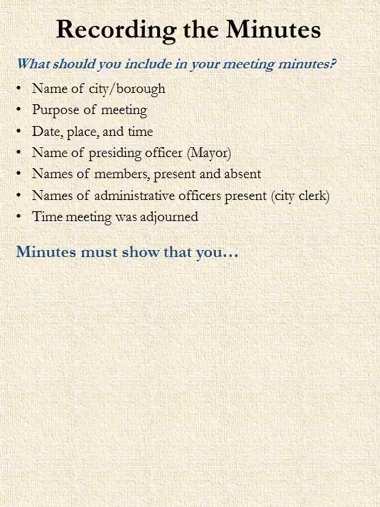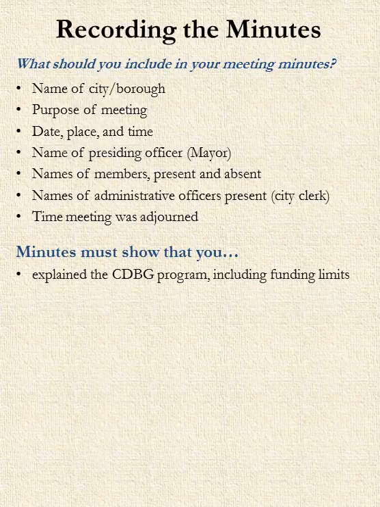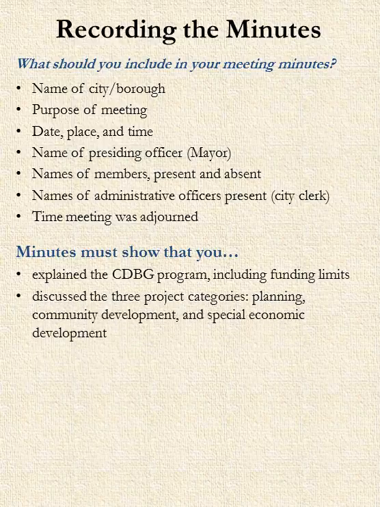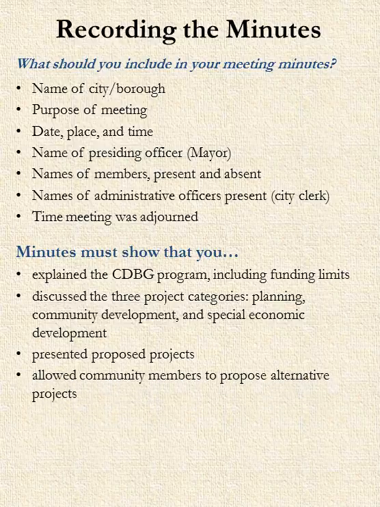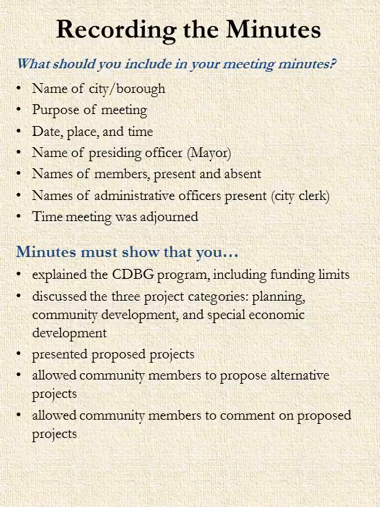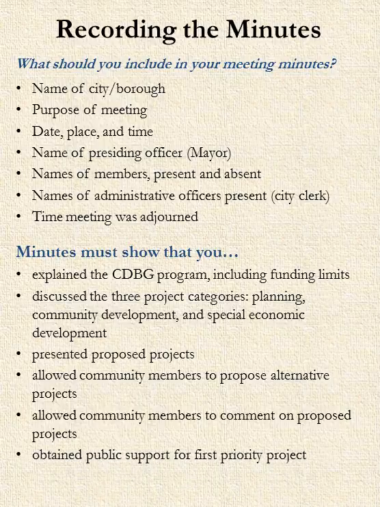So in order to pass the threshold review for the CDBG application, your minutes must show that you explained the CDBG program and that $850,000 funding limit, that you discussed the 3 project categories: planning, community development, and special economic development, that you presented at least one proposed project, and that you allowed the community members to both propose alternative projects and comment on the projects that have already been proposed. And then you also have to show that you obtained public support for your first priority project. Your minutes have to show all of these things.